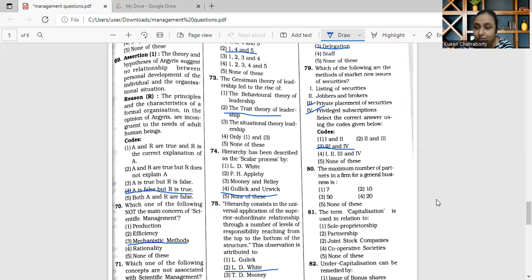So accordingly, we have option number 4 to be the correct one, that is 20. The minimum is 2, but the maximum is 10 for banking and 20 for non-banking. Since it's said for general business, we are marking this as 20. But if it was said about banking, we would have marked 10 as the maximum.